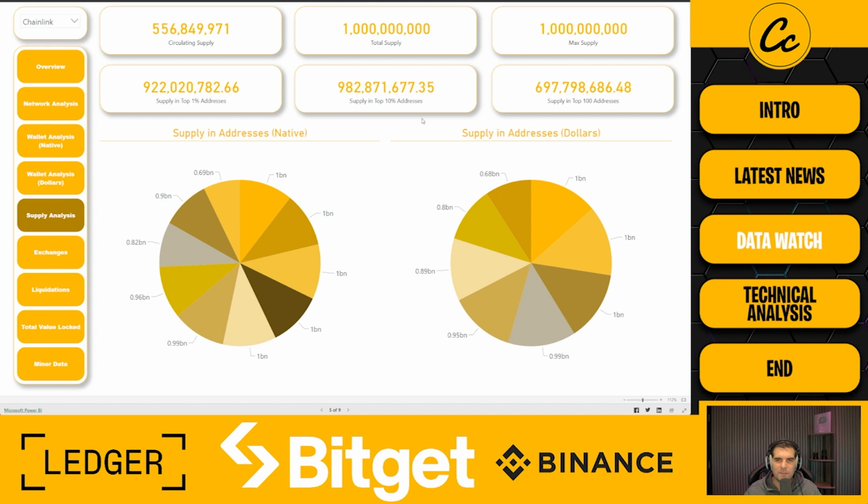Essentially, in the top 10% of all addresses sits 982 million. It's very, very centralized from that point of view. And we can also take a look at it from 100 addresses. The top 100 addresses equals 697 million LINK. So we know that it's not widely distributed. It's quite centralized with some very large backers.